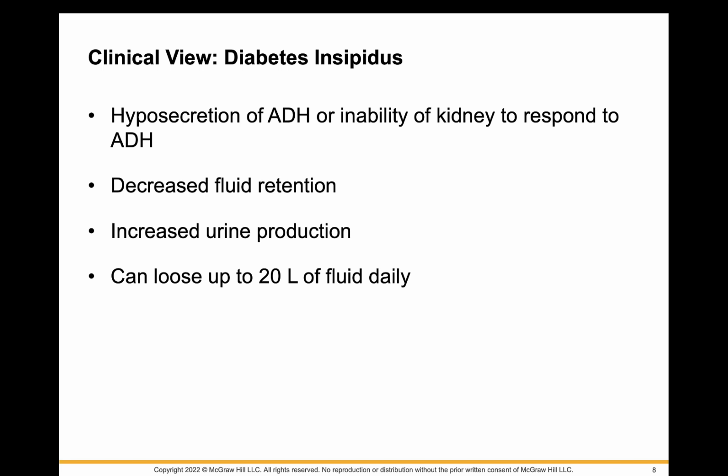If we look at a condition known as diabetes insipidus, it is important to realize that not all diabetes are related to the regulation of blood glucose. So let's keep in mind diabetes mellitus, that is when we have hyperglycemia. Diabetes insipidus, on the other hand, is due to hyposecretion of ADH or an inability of the kidneys to actually respond to ADH. This results in a decrease in fluid retention and a very significant increase in the production of urine, and individuals can lose up to 20 liters of fluid daily when they suffer from this condition.